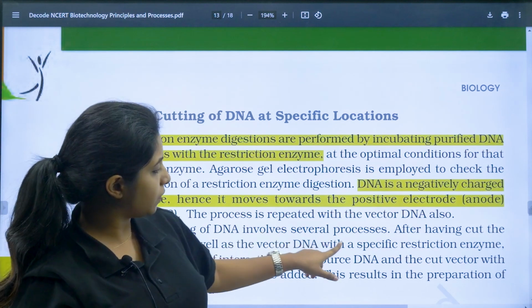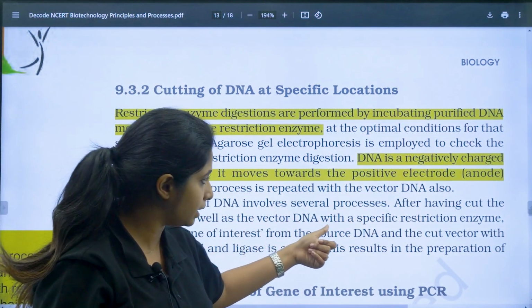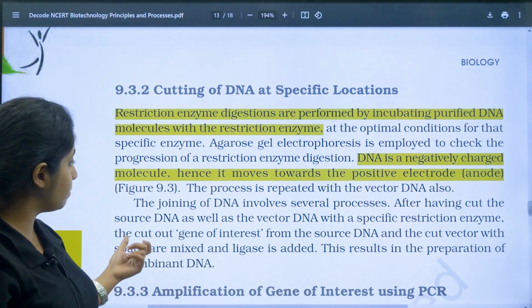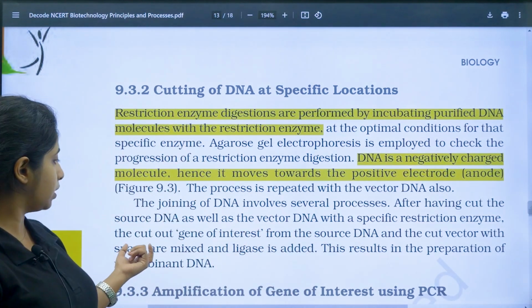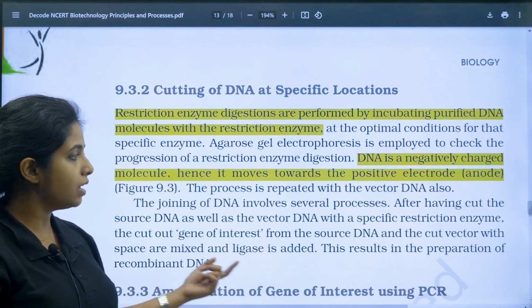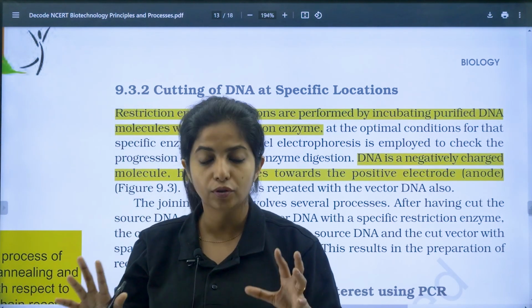The joining of DNA involves several processes. After having cut the source DNA as well as vector DNA with a specific restriction enzyme, the cut out gene of interest from the source DNA and the cut vector are mixed and ligase is added. This results in the preparation of recombinant DNA. So, we do not have to go into that much detail.